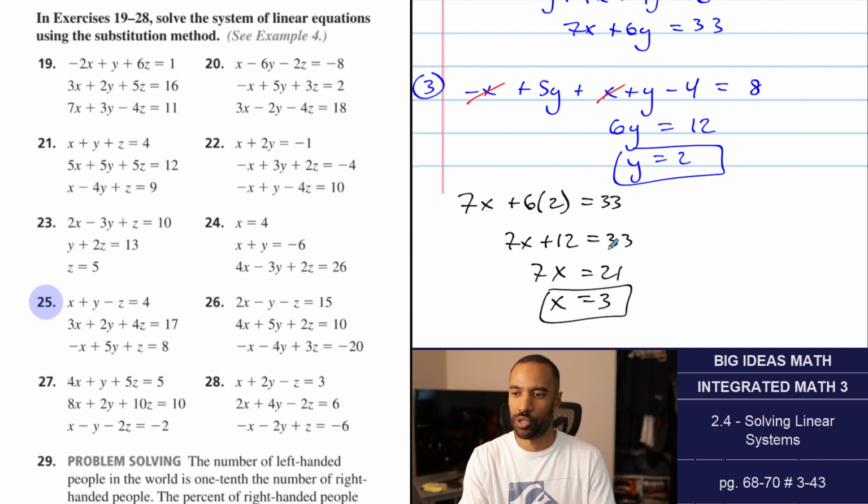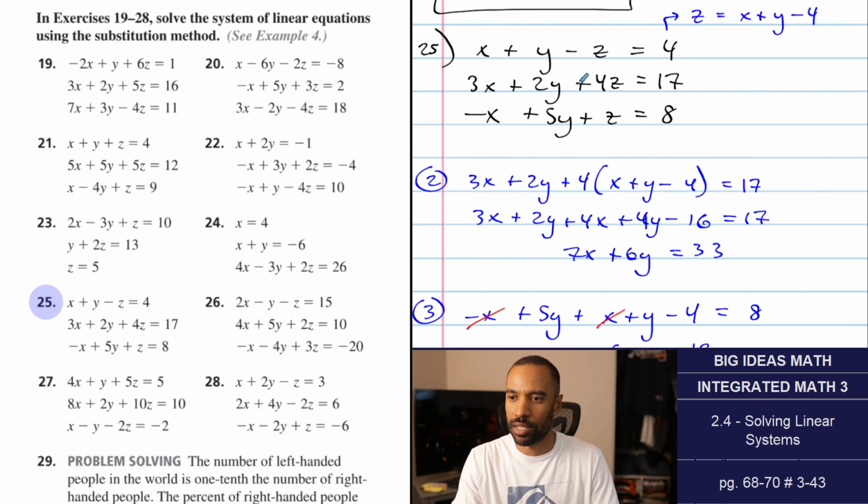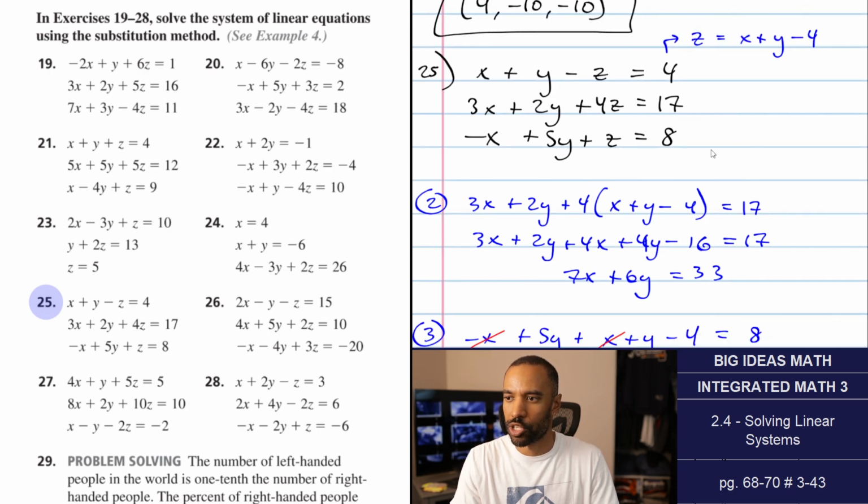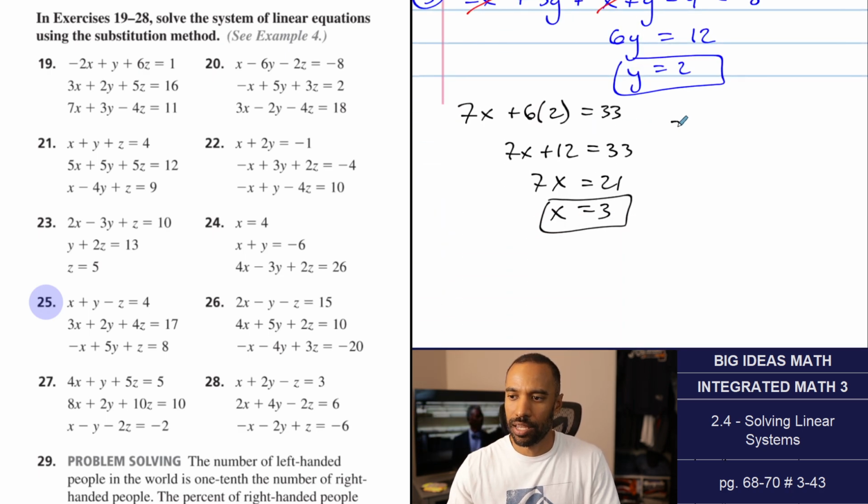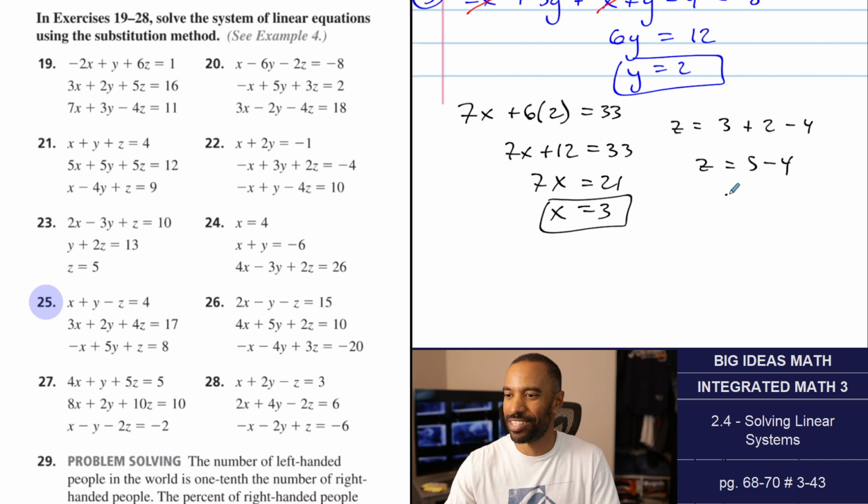X is 3, y is 2. That'd be cool if z was 1. 3, 2, 1. All right, where's z? Let's use that one. X plus y minus 4. Z equals x plus y minus 4. Ha! 5 minus 4 is 1.